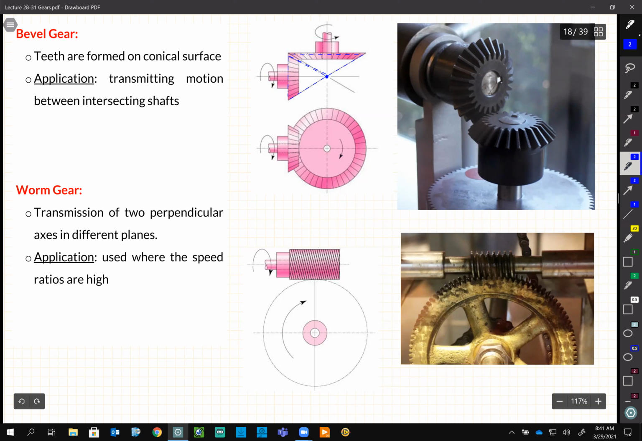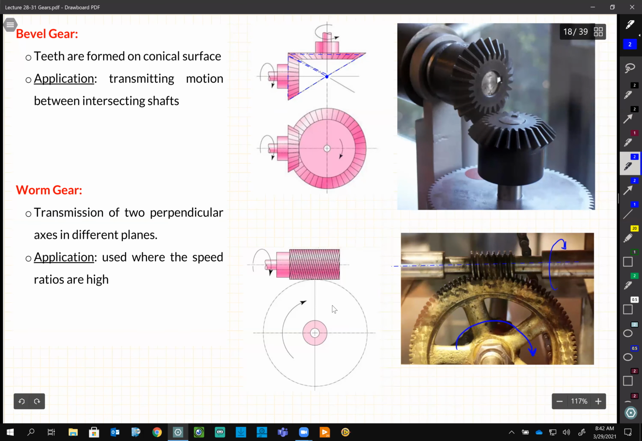in the picture again on the right bottom, when we want to transmit motion between two axes which are not in one plane. Like here you see, this is the main axis for the worm. This is what we call the worm. And the other one is the one coming out of your screen here, or the schematic on the left, which clearly shows it.